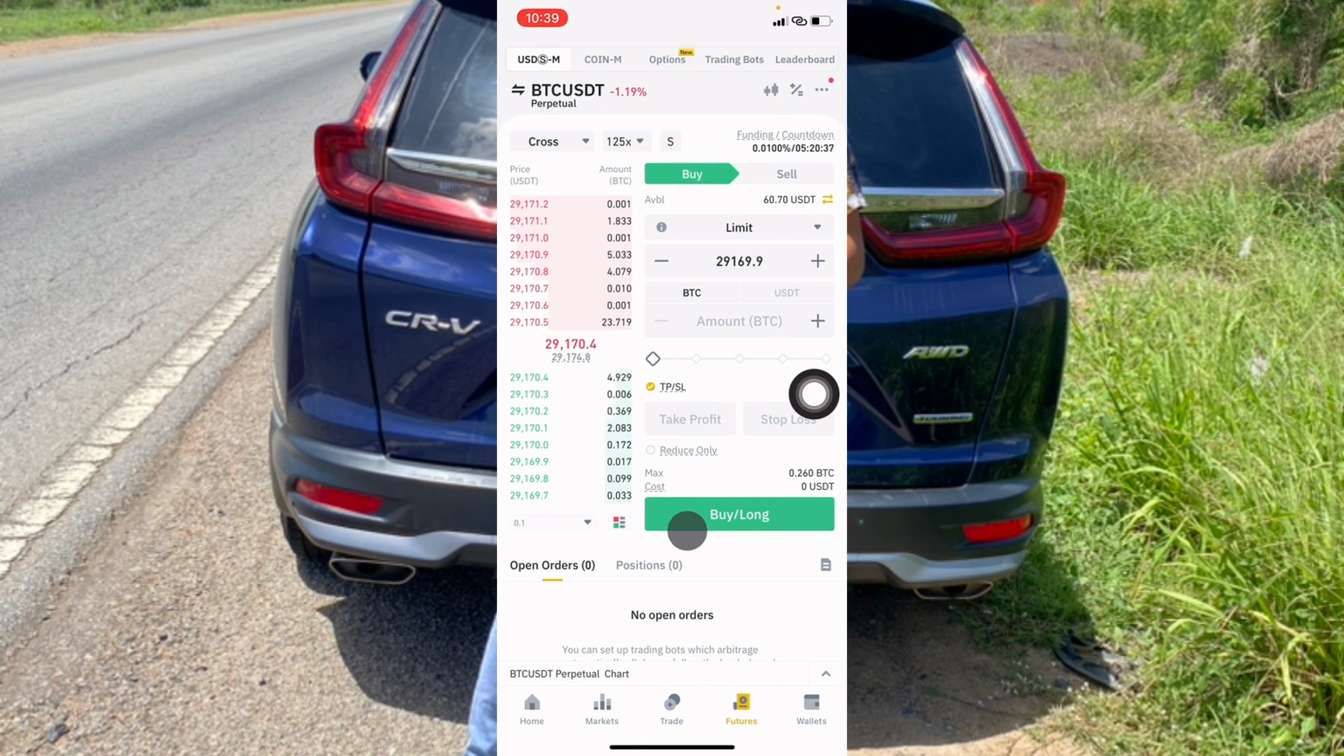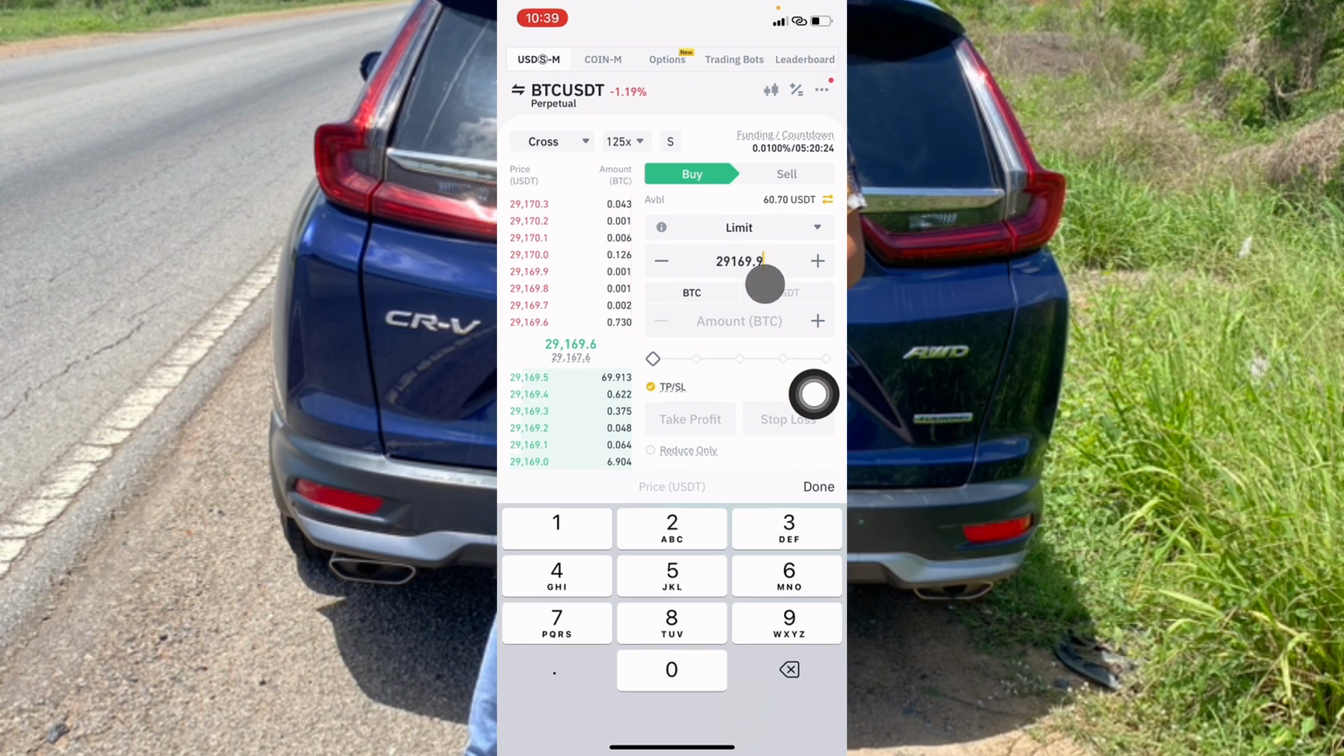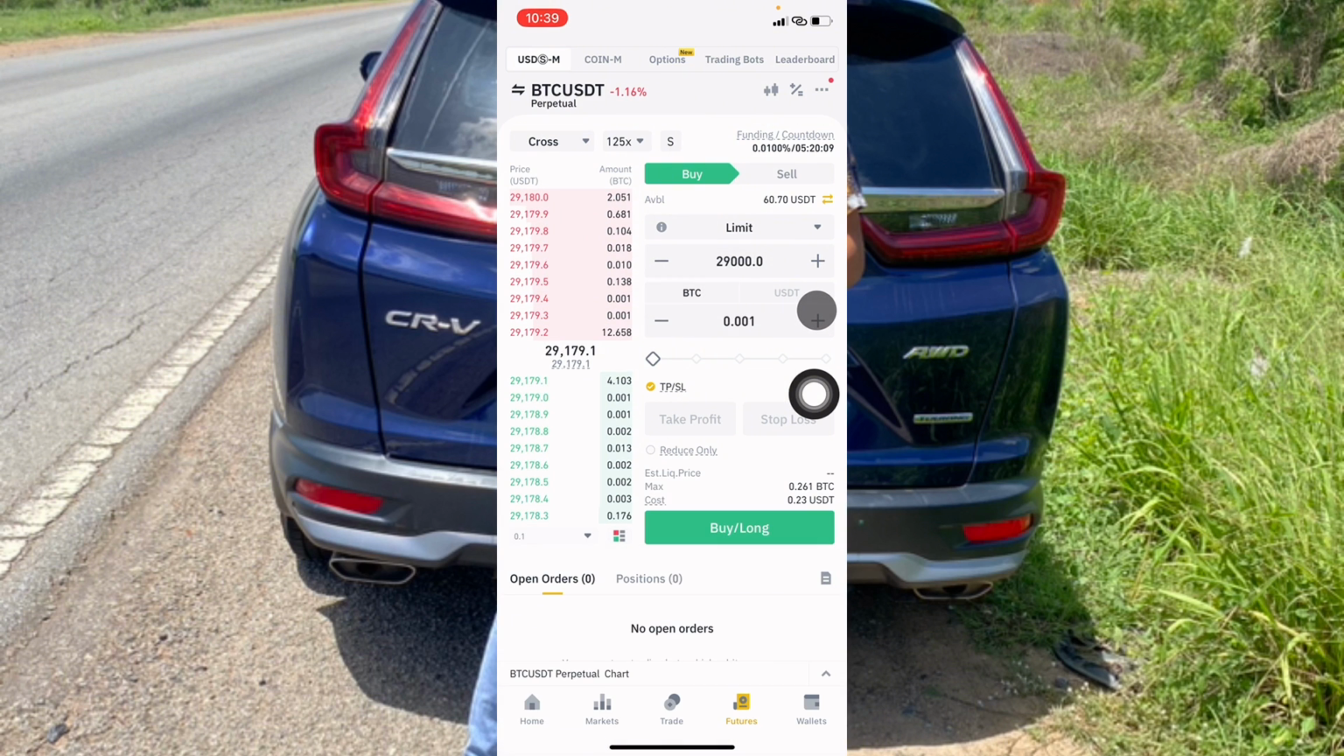If I want to use a limit order, I need to have an entry price. With the entry price, I can say I want to enter a buy position when Bitcoin reaches 29,000 exactly. So I can enter my entry as 29,000. So if Bitcoin falls to 29,000, this trade will trigger. Then here we have BTC/USDT, and we have amount in BTC. So I can click here to add how much I'm going to invest on this trade.